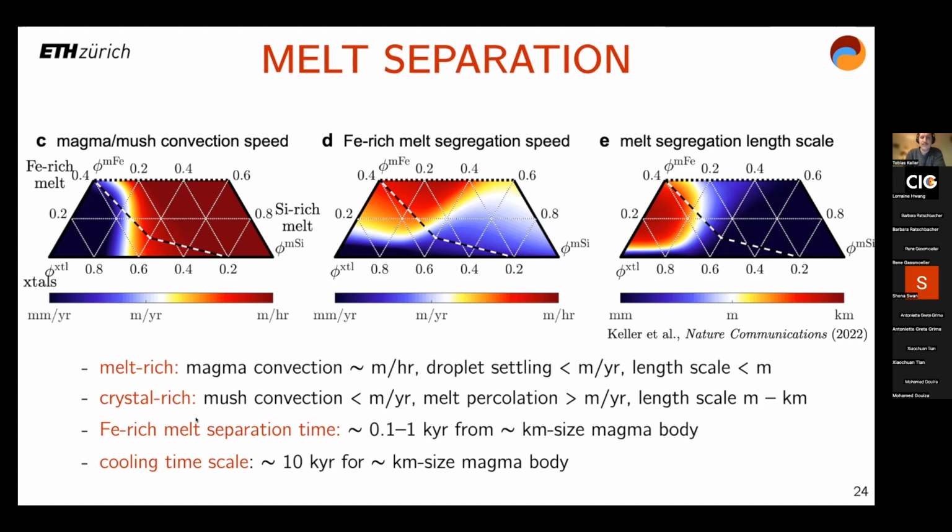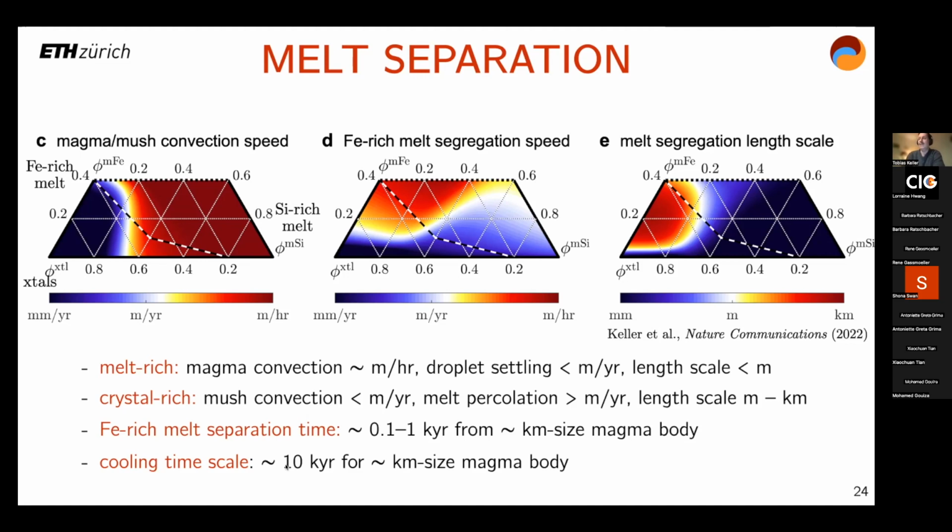And as we're pushing into the mush regime, mush convection gets much slower, so it gets a sluggish system, but the melt percolation speed is picking up significantly. So now they're on the same scale, and we start to establish drainage systems on a scale of meters to kilometers. From that, we can estimate that on a kilometer-sized magma body, which is reasonable for the size of the magmatic system we're talking about in Laco, the melt separation time would take somewhere between 100 and 1,000 years, which compares favorably to the conductive cooling time scale for a body like that, which is about 10,000 years.